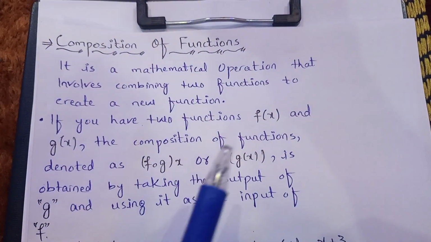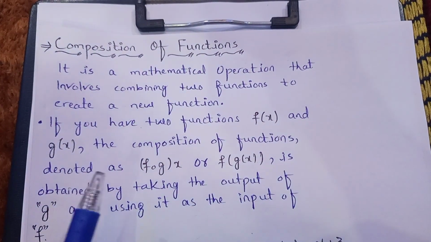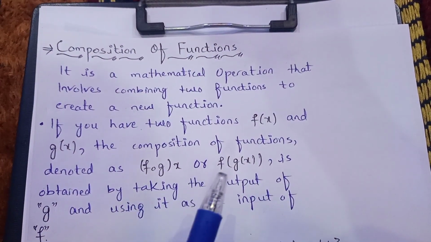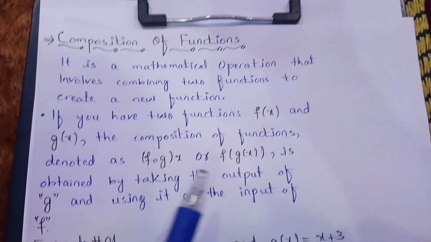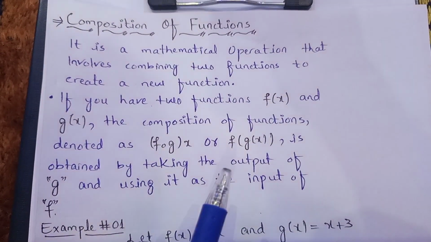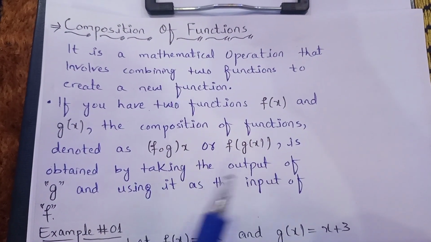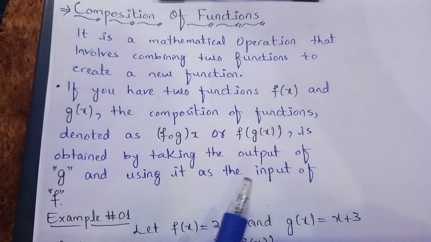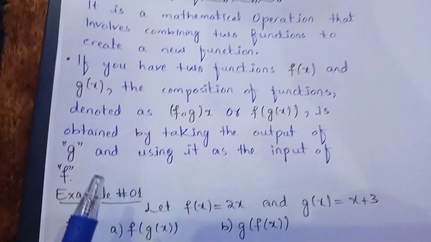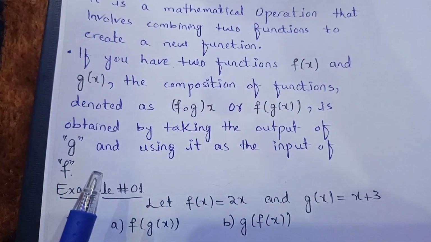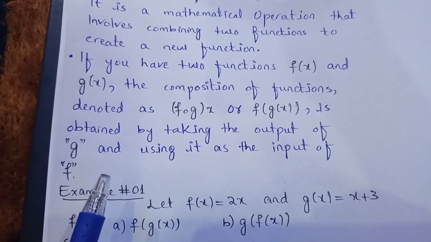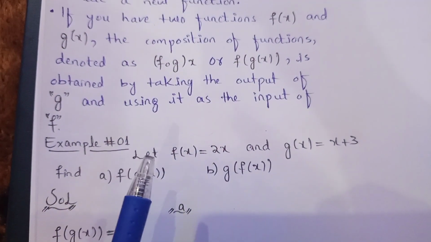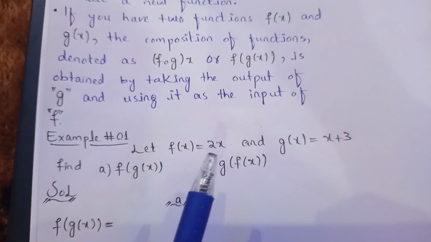The composition of functions, denoted as f composition g of x or f into g of x, is obtained by taking the output of g and using it as the input of f. This is all about the composition of functions. Further on, we will discuss some examples of how we solve composition of functions.